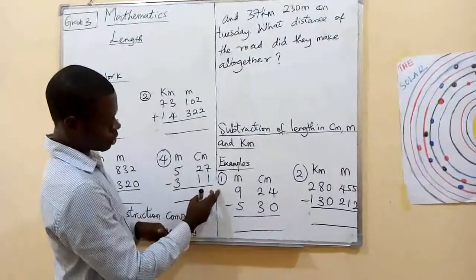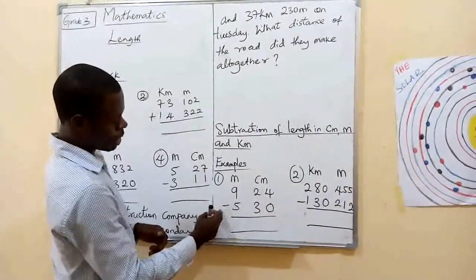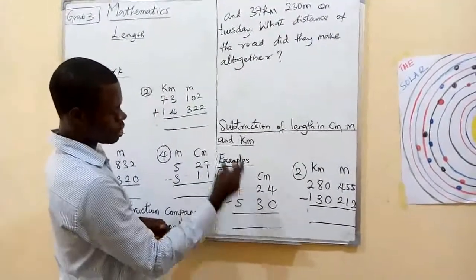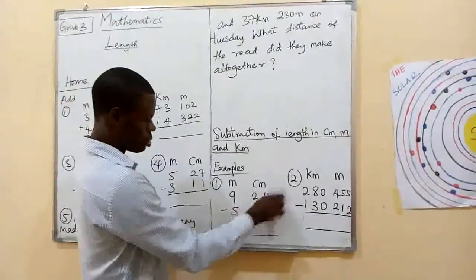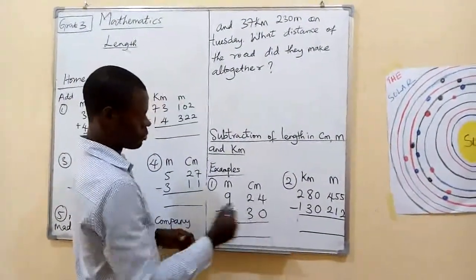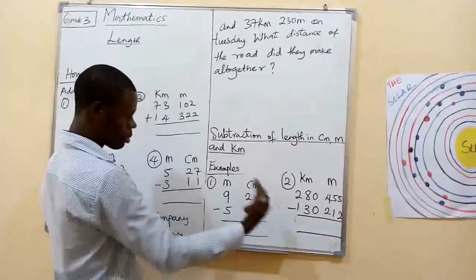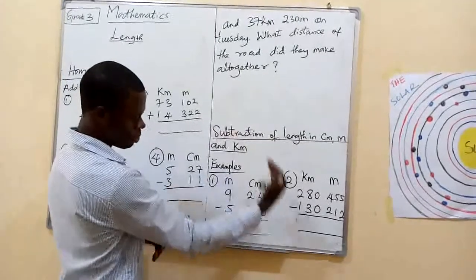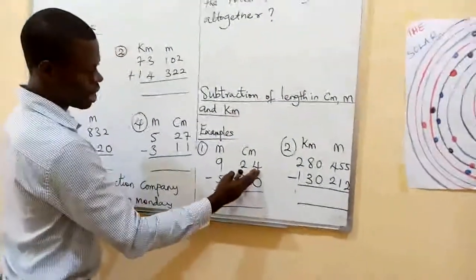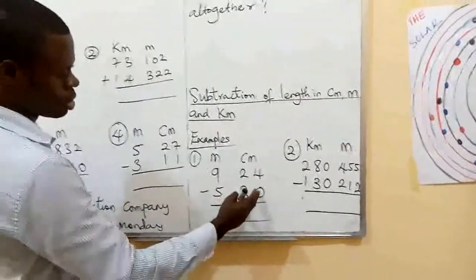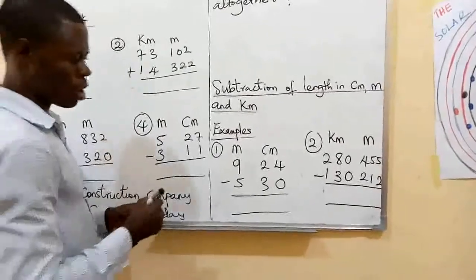Example 1. 9 meters, 24 centimeters minus 5 meters, 30 centimeters. So, starting with the first column from your right, because you are moving from the right to the left. So what we have here is 4 minus 0. 4 minus 0 is what? 4.